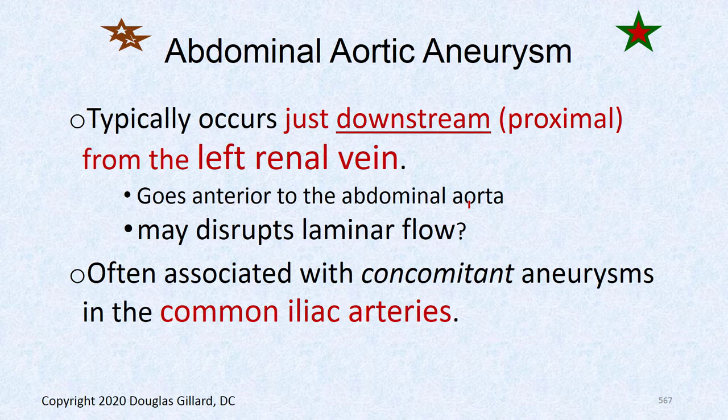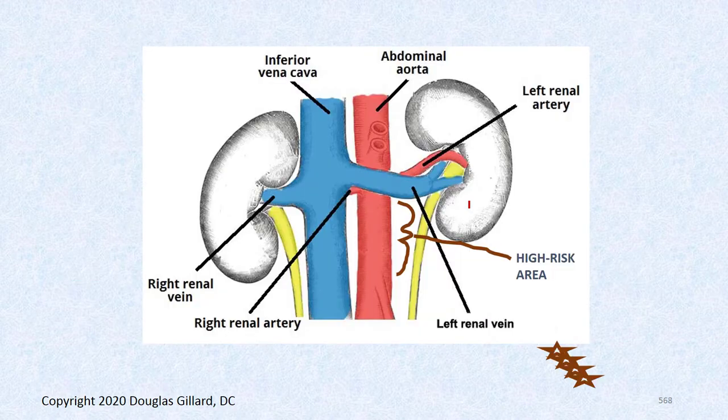Okay, where do these typically occur? For whatever weird reason, they occur just a little bit downstream to the left renal vein, or even the renal arteries, you could say. But the renal vein actually crosses over, remember your anatomy, the anterior portion of the renal artery, and it's possible there could be a little swirl of blood there. That's where these aneurysms usually start. That's where PAD usually starts as well. So just a little downstream.